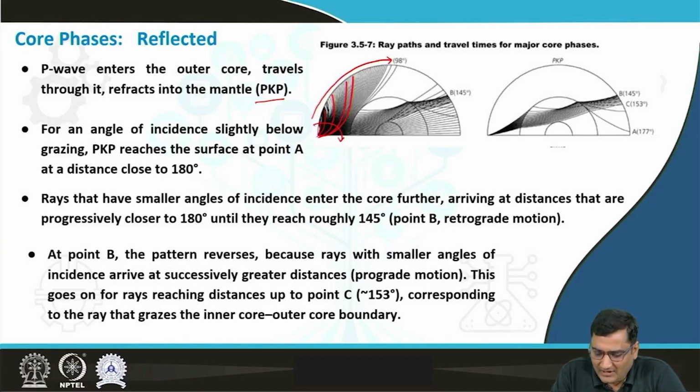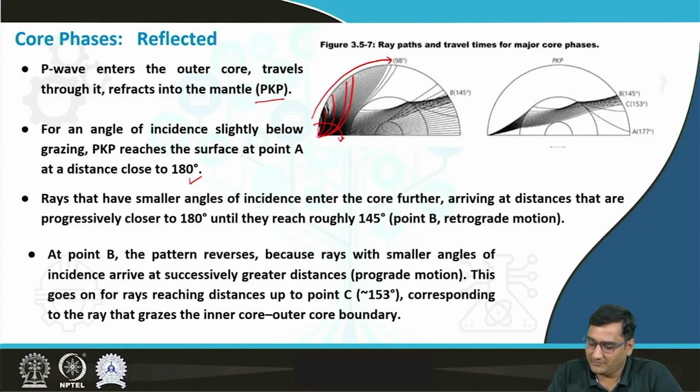Then it basically grazes that boundary and travels inside the outer core, that is the K part of it, and then finally it comes out in the mantle and is recorded at the receiver on the surface. For an angle of incidence slightly below grazing, PKP reaches the surface at point A at a distance close to 180 degrees. Then rays that have a smaller angle of incidence enter the core further, arriving at distances progressively closer to 180 degrees until they reach roughly 145 degrees.